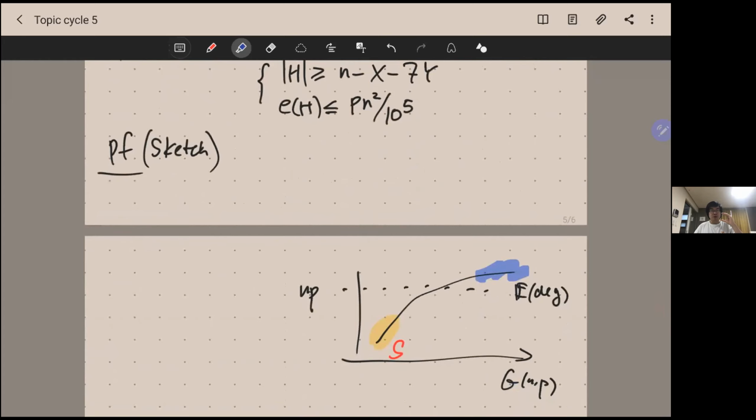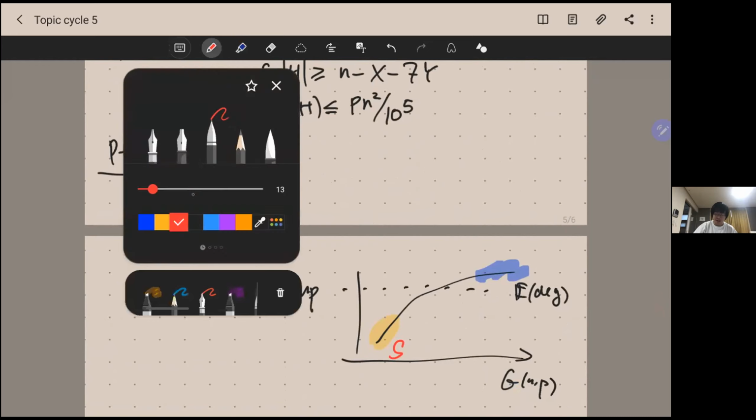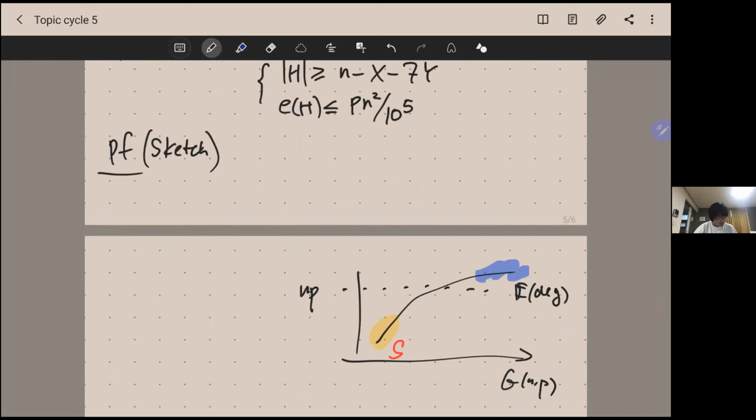But for this blue part, you squeeze it down, you smear it, meaning that you take a random subset of its edge set to make it sparse. And that's the idea, okay? I don't know what else to write. Let me just write a few lines here to make it rigorous. So basically, we sparsify G.